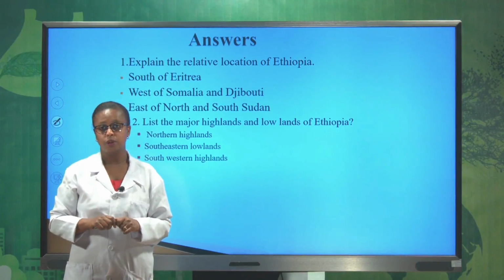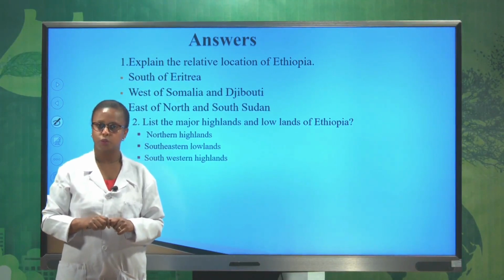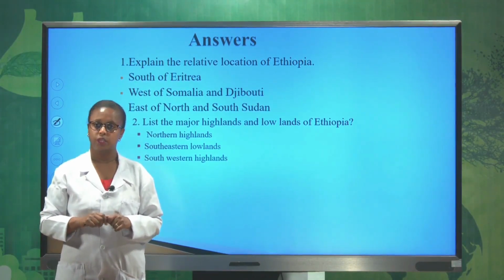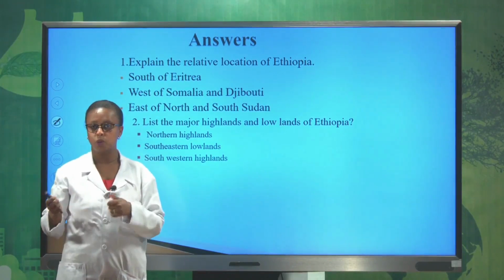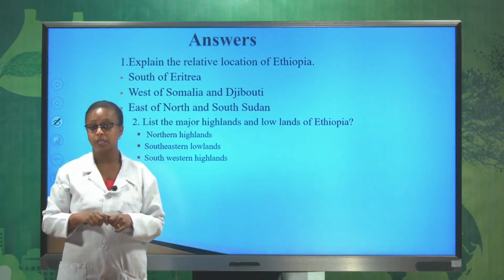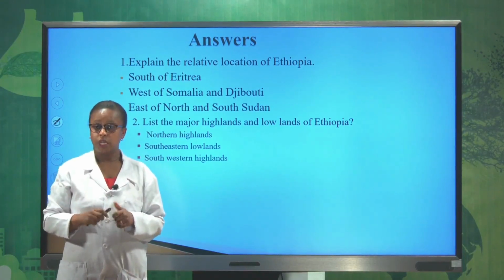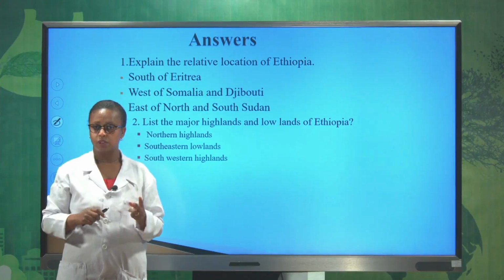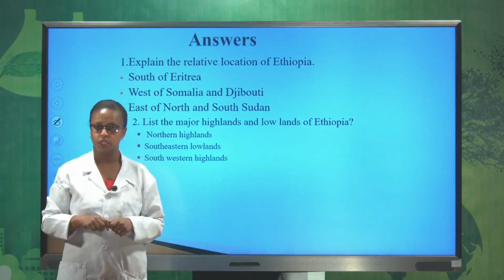Students, were all your answers correct? Good job. This is all for today. We have seen some points about location. Location refers to the position or site that a place occupies. Location can be understood in two ways: relative location and absolute location.